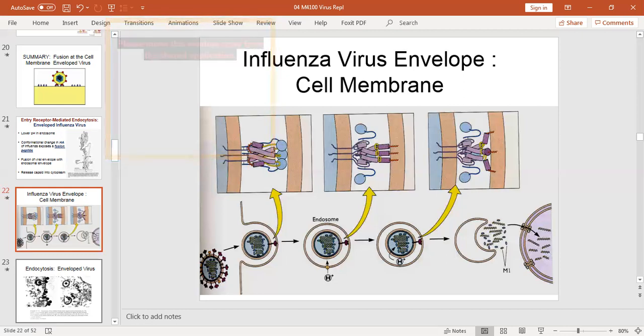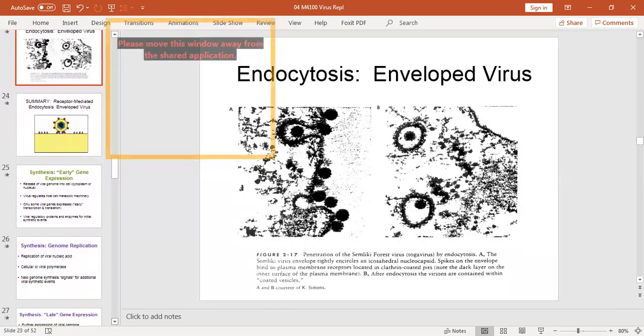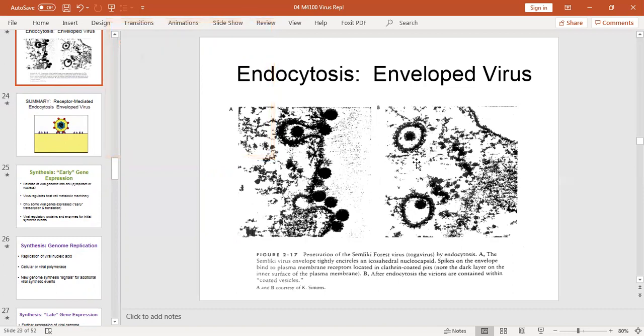Slide number 22 is a depiction of penetration of a togavirus via receptor mediated endocytosis. So, this is togavirus in figure part A. It binds to the receptors, invagination, gets into the endosomes.